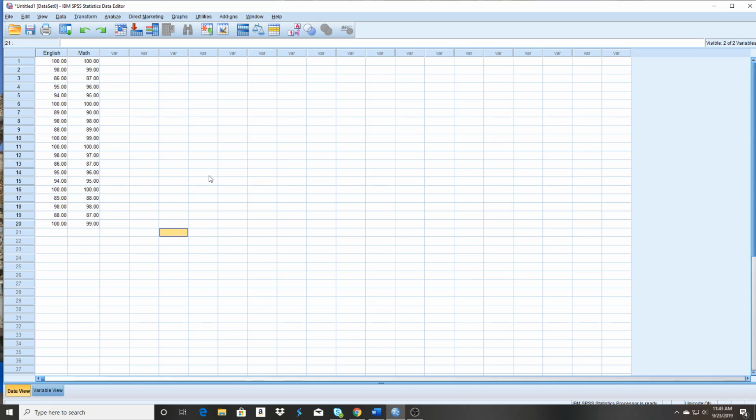Now as I was putting in these scores, I was consciously making a good positive correlation between the two of them. So if you see the scores, they're really close to each other. 100, 100, 98, 99, 86, 87. I did that on purpose so that I would see a positive correlation, so that I would see what that looks like.